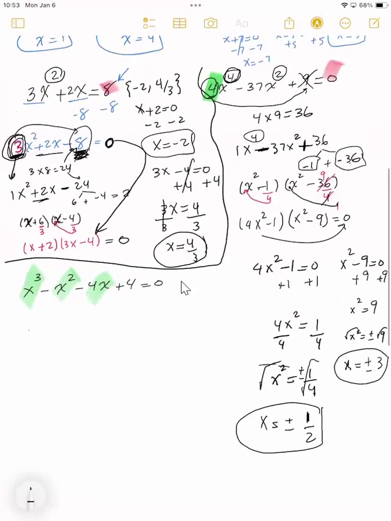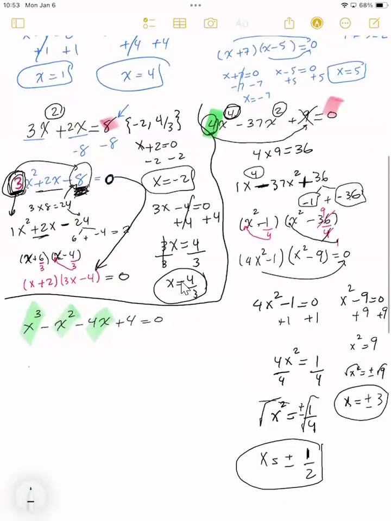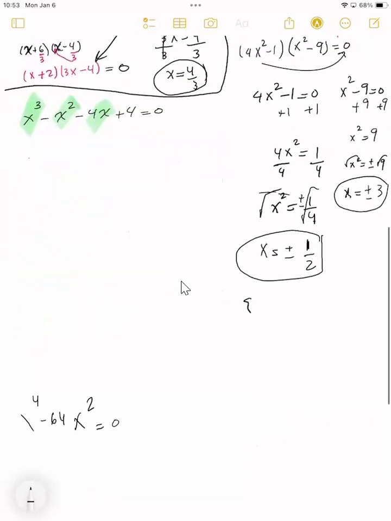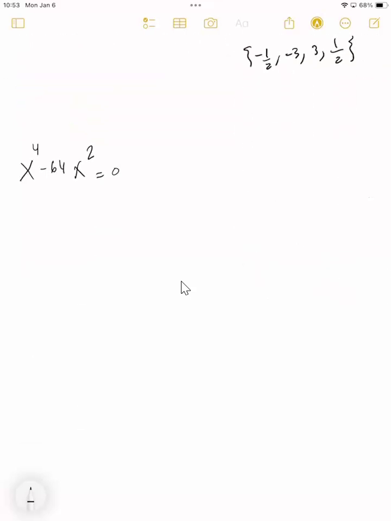So the solution is positive, negative 1/2, positive, negative 3. These are all your solutions. You could also write it as negative 1/2, negative 3, positive 3, positive 1/2. You can write them like that too. So let me solve this one first, and then we go over the other.